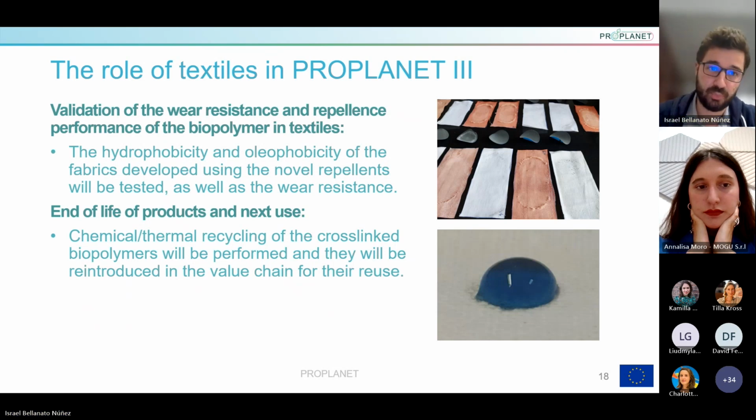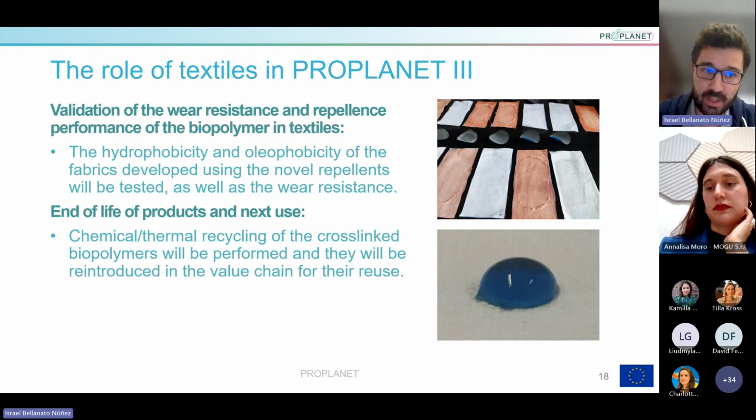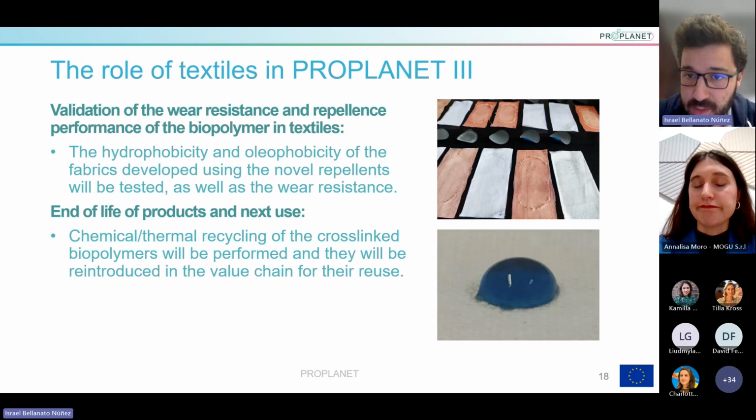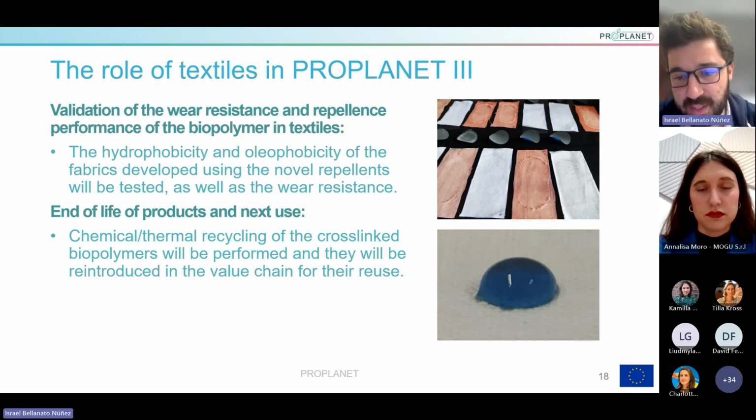Then we have to review or validate, right, the wear resistance and the repellence performance of the biopolymer in textiles. And this is done by testing the hydrophobicity and oleophobicity of the fabrics, and by testing the wear resistance with methods that are depicted in the pictures on the right. In the picture that is higher up, you can see wear resistance tests, or better said, the results. And on the bottom, you can see an image of a high hydrophobicity test.